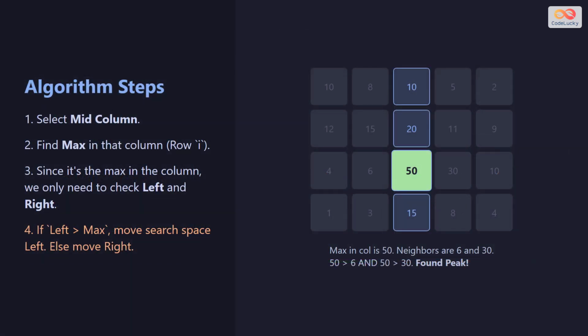Here is the algorithm in action. Step 1, select the middle column. Step 2, find the maximum value in that column. Let's say it is 50 at row 2. Step 3, compare 50 with its left neighbor, which is 15, and its right neighbor, which is 30. Since 50 is greater than both, we have found a peak. If the left neighbor were larger, we would eliminate the right half of the matrix and search the left half.